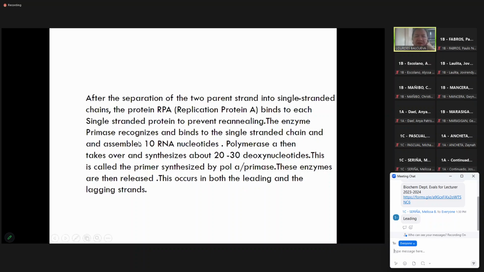So 10 RNA first from the primase, and then your polymerase alpha takes over and synthesizes 20 to 30 deoxyribonucleotides. After that, this will be continued by your polymerase, either polymerase delta or polymerase epsilon.